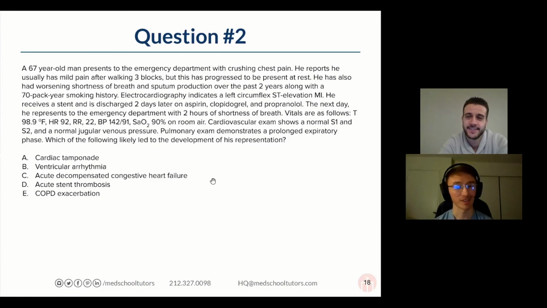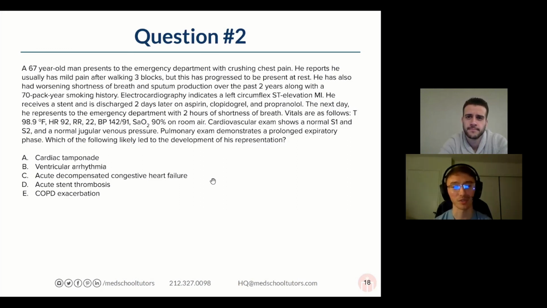Ventricular arrhythmia, normal S1, S2, so unlikely that his heart is beating irregularly. Acute decompensated congestive heart failure, there's no JVD, so unlikely to be any sort of heart failure. And then stent thrombosis, he's having shortness of breath. He's not having chest pain.